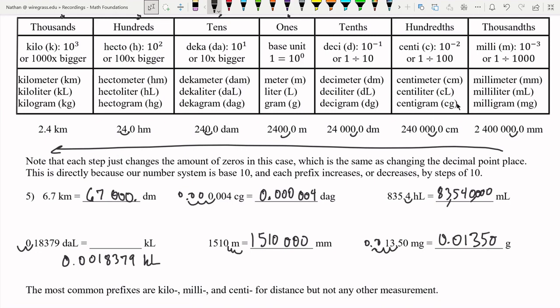Centimeters is on par with an inch. It's kind of close to that. So those are used for distances. But the rest of them really aren't used. Hecto, deca, deci, they're not really used very much. Of course, the ones, the meters, the liters, the grams, those are used commonly as well.